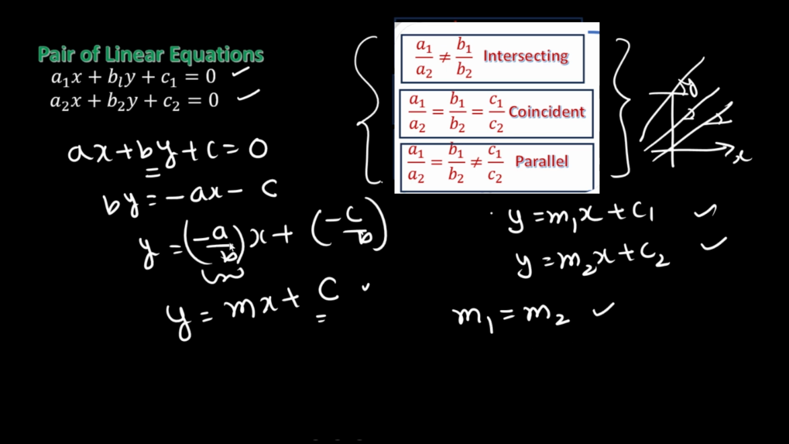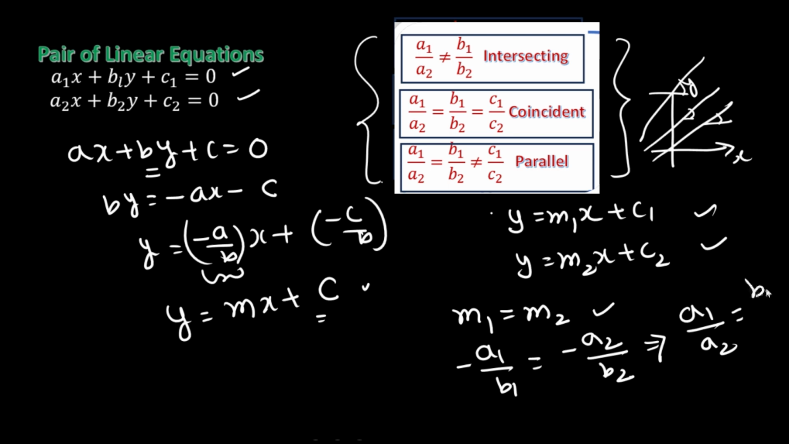So what are m1 and m2 here? If you see here, m1 is minus a by b, right? So if we substitute here, for the first equation it will become minus a1 by b1. And similarly, for the second equation, it will become minus a2 by b2. If you rearrange this with the negative sign cancelled, we get a1 by a2, a2 coming here, okay, equal to b1 by b2. So if any two line equations in this format have a1 by a2 equal to b1 by b2, then these two lines are either parallel or coincident.